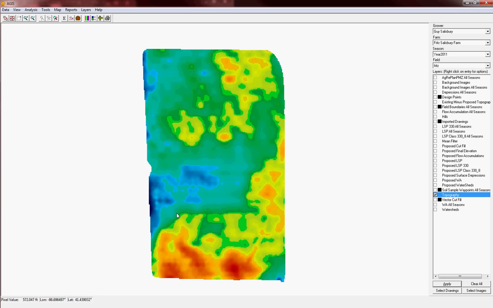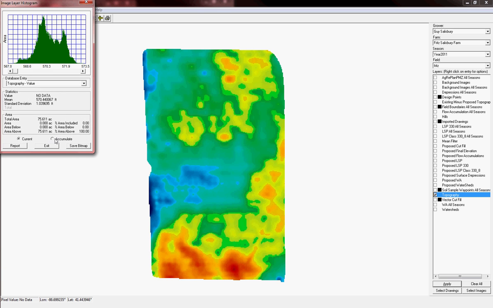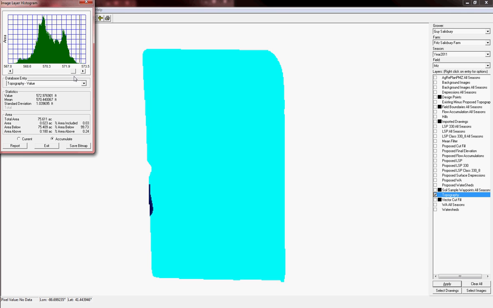Just look right here in this corner. The elevation is 573 is the high, and the low is 567. So there's not a lot of topography change out here. Now we're going to flood this field, just to show you what you got, what you already know. Otherwise we wouldn't be doing this.